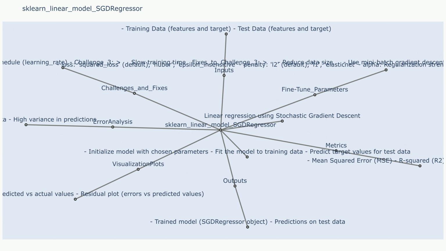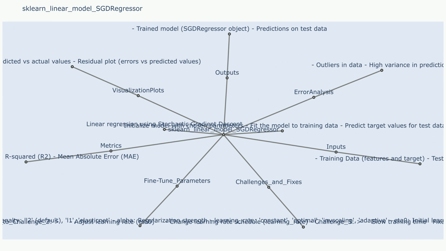Outputs: self. The fitted SGDRegressor object, containing the learned model parameters, including weights and intercept. This object can be used to make predictions on new data. Coef: the learned weights for each feature in the model. Intercept: the learned intercept term of the model.